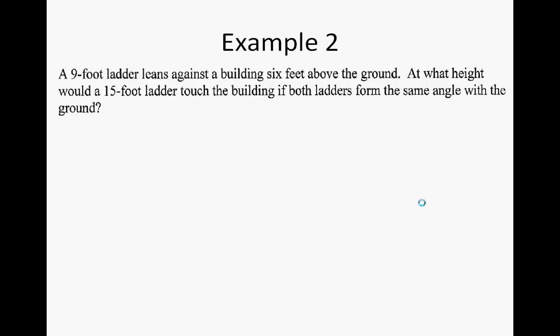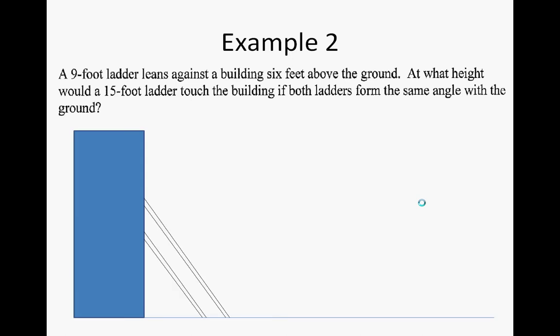Let's try an example on your own. Here we go. A 9-foot ladder leans against a building 6 feet above the ground. At what height would a 15-foot ladder touch the building if both ladders form the same angle with the ground? Now first, I want you to draw your picture. So pause and draw your picture. Here's my picture. Now, you can tell I drew this because it's not that fancy. These are my ladders. Yes, you'll have to believe me.